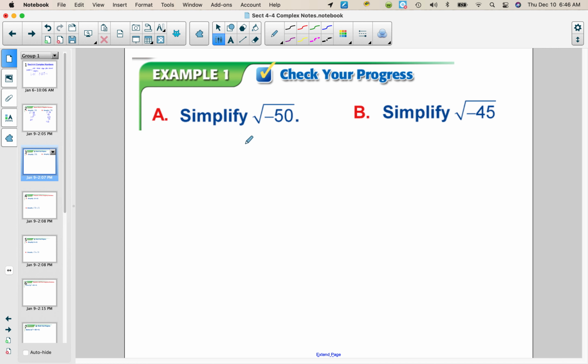So when we think of this as the square root of -1 times the square root of 50, I know it's going to be i root 50. I can break this down to the square root of 25 times the square root of 2. So I get 5 root 2, so it's going to be 5i root 2.